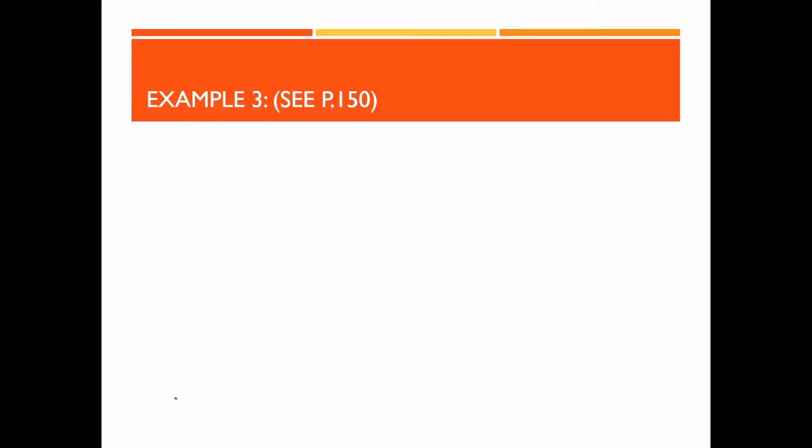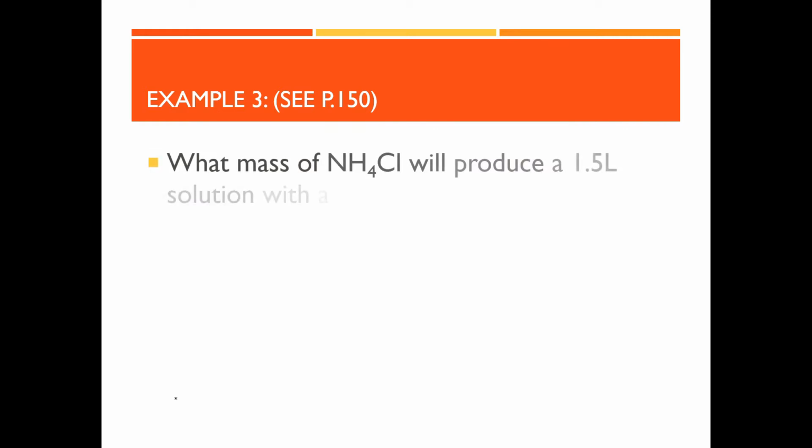So example 3. Here we are asked to find what mass of NH4Cl will produce a 1.5 liter solution with a pH of 4.75.